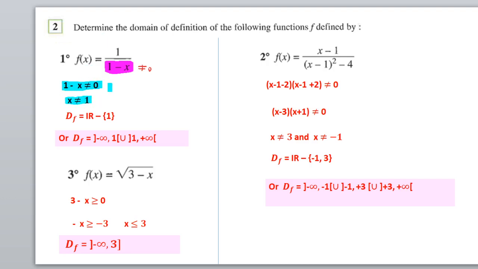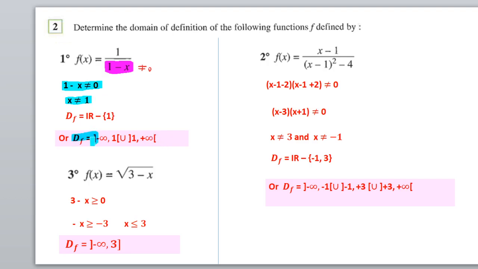So if I take minus x to the other side, I solve it as an equation. So x is not equal to 1, and the domain of definition is all the numbers except 1. If you remember well the example we took about the cars, all cars are allowed to pass the road except the truck. Here it's the same. All the numbers are allowed except 1. So we write the domain of definition that way.